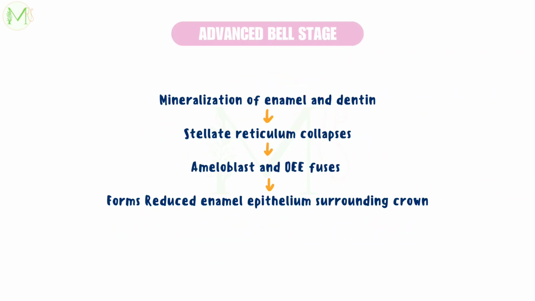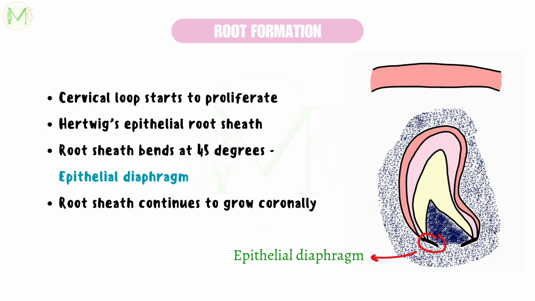Advanced bell stage. At this stage, the mineralization of enamel and dentin takes place, stellate reticulum collapses, and the ameloblast and outer enamel epithelium fuses, forming reduced enamel epithelium surrounding the crown. The cervical loop where the outer enamel epithelium and inner enamel epithelium meet now starts to proliferate.